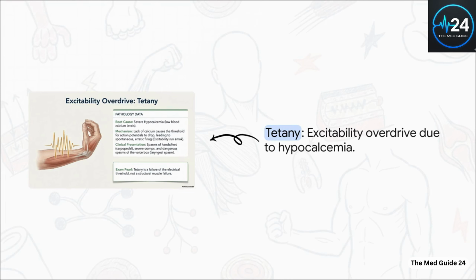So what happens when things go completely off the rails? Specifically, what if a lack of calcium causes that electrical threshold we just talked about to plummet? Well, you get tetany. That's erratic, spontaneous firing that manifests as really dangerous carpopedal or laryngeal spasms. The electrical tracing goes completely haywire, its excitability running amok. Now, the main clinical pearl to take away here is that tetany is a failure of the electrical threshold. Actually, let's be more precise. It's purely a threshold issue, absolutely not a structural failure of the muscle fibers themselves.